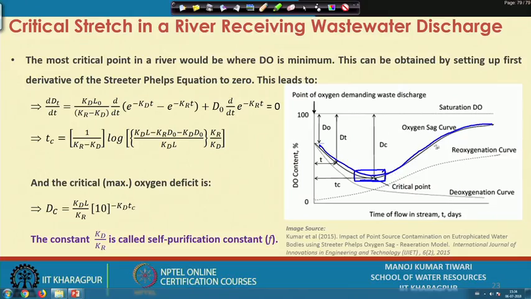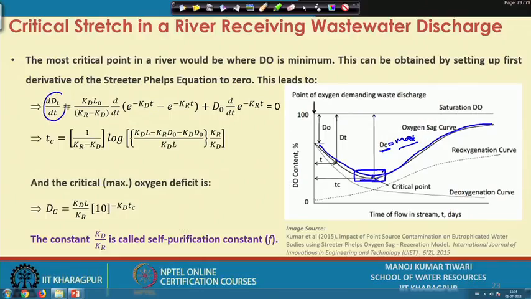So, this point is where the dissolved oxygen level is minimum. And dissolved oxygen level minimum means the DO deficit is maximum. So, the DC, or critical DO deficit, is actually the maximum. And how do we get minima or maxima from an equation? We take its first derivative and we set that first derivative as 0. So, that is what we can do here.